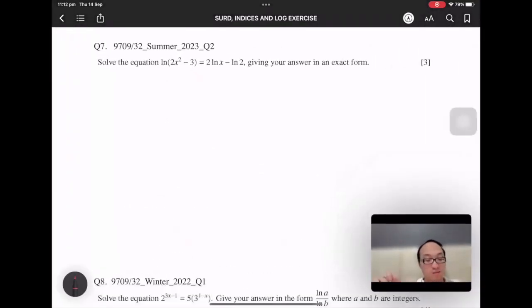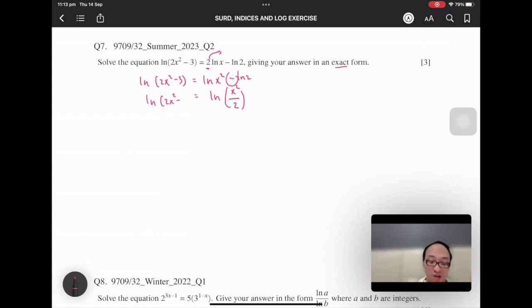7, solve the equation in exact form. So we have 2 here, and then we have to remove the 2, put it as the index. So I have ln (2x squared minus 3) equals 2 ln x minus ln 2, which is ln x squared minus ln 2. And then I can combine the right side into ln (x squared over 2), yeah, because this is subtraction. Equals ln (2x squared minus 3).